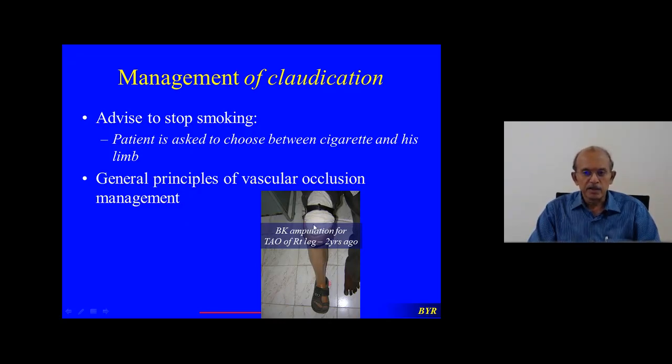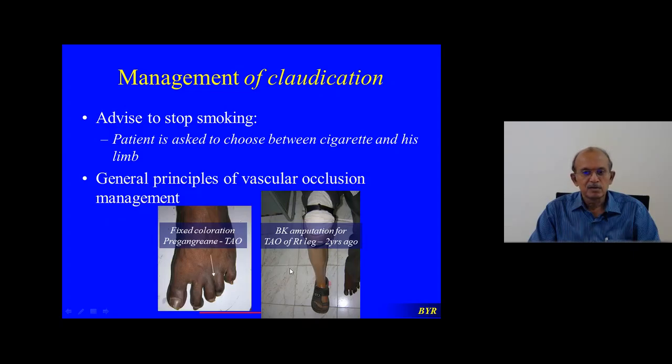So you can see here the same patient. This is the artificial limb. You can see the other limb, still there is no ulceration. First he came to me with claudication pain in the left foot. Then I strictly advised him not to smoke. He continued, then he came to me with the ulceration. In this foot you can see there is fixed discoloration.